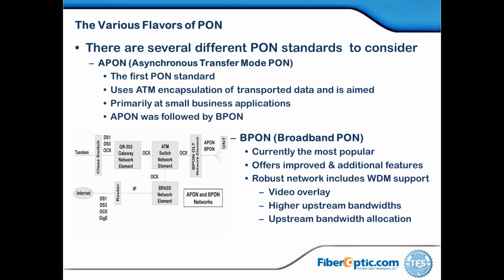So you see a typical drawing here of internet services routing through a router into some sort of network equipment. And it would include wave division multiplexing, video overlay, higher upstream bandwidths, and upstream allocation of bandwidths. So let's just call that at least the second generation of networking, maybe still implied today.